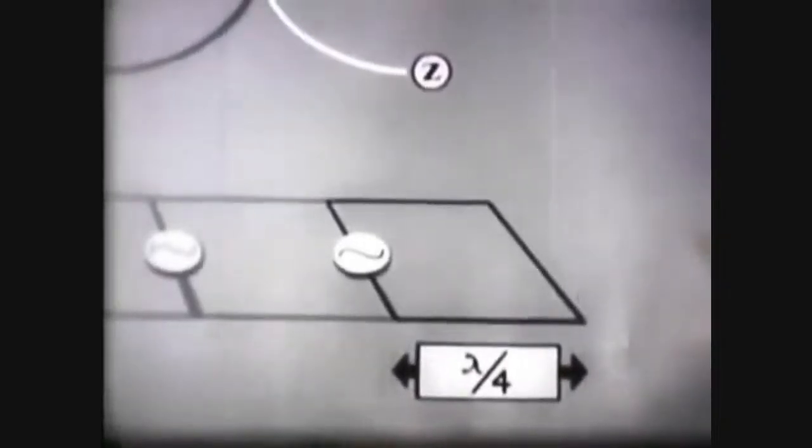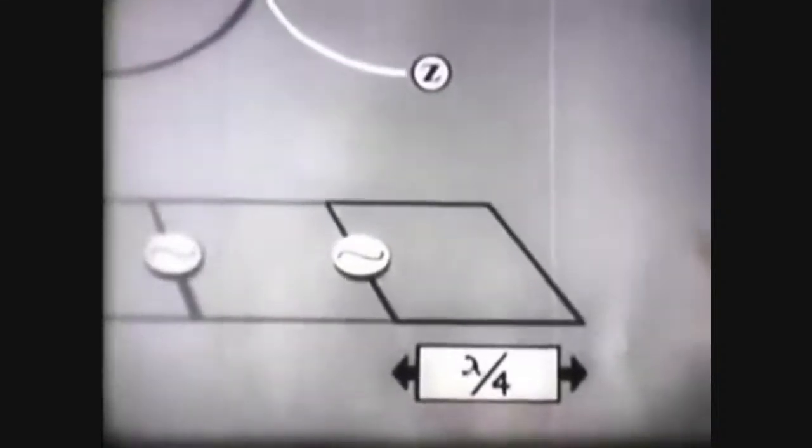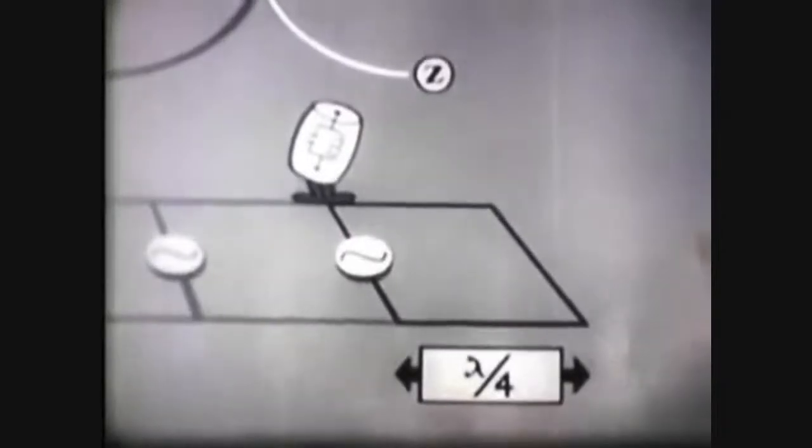Where a line presents a high impedance to the generator, it is the same to the generator as though it were connected to a parallel resonant circuit. So we can symbolize this 1/4 wavelength line as a parallel resonant circuit.